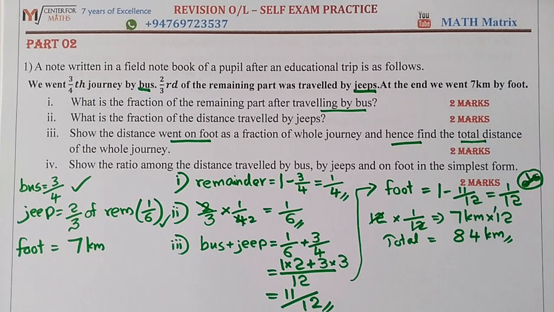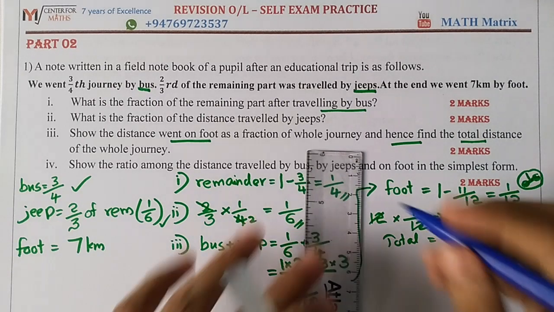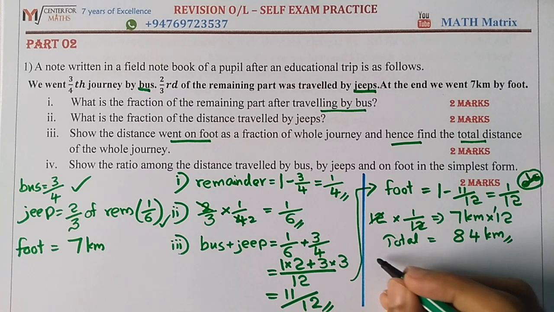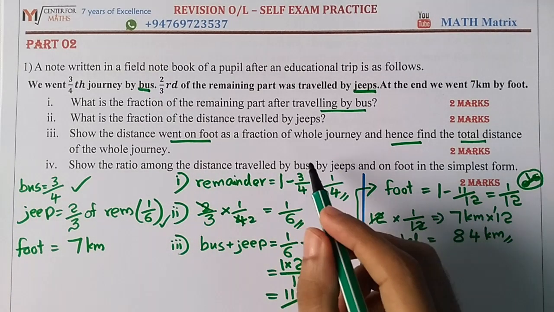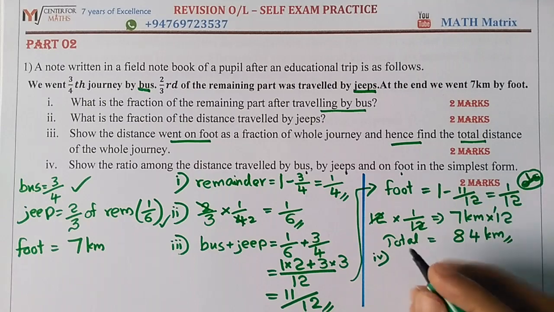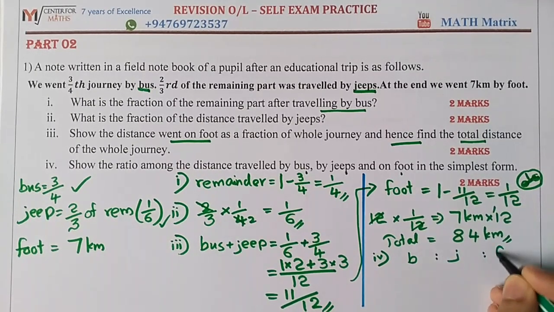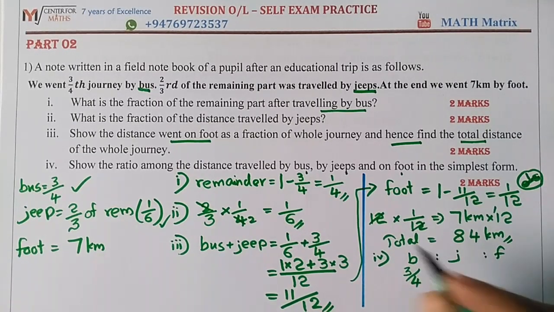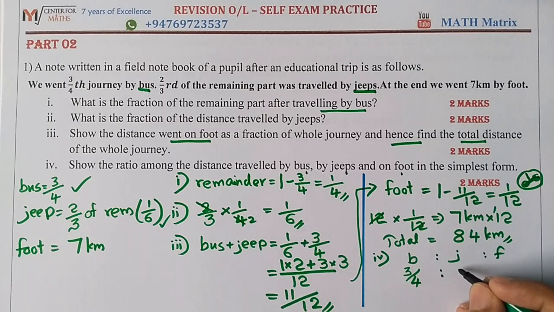And now we'll move to the last one. Read that carefully. Show the ratio among the distance traveled by bus, by jeep and on foot in the simplest form. Okay, we can do that. We'll go in the same order: bus, jeep and foot. By bus 3/4, by jeep 1/6, and the last one by foot, 1/12.